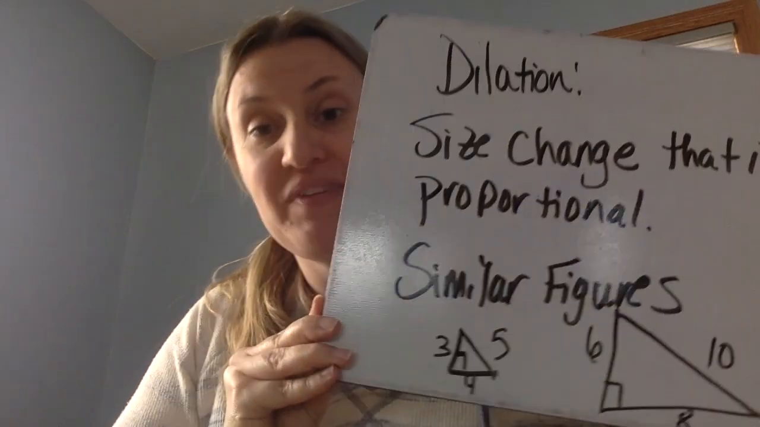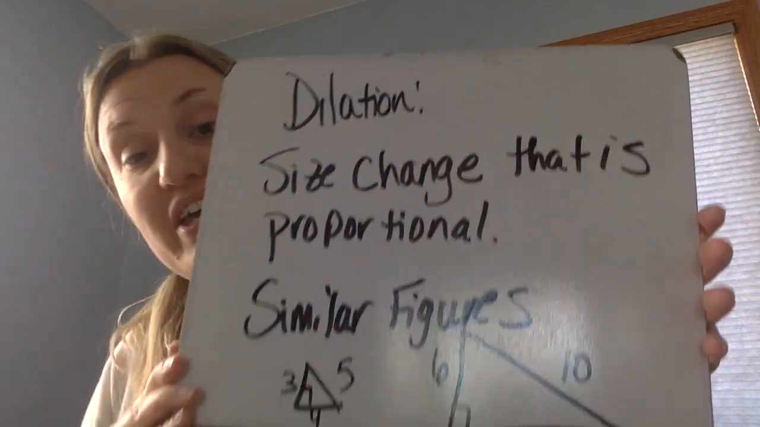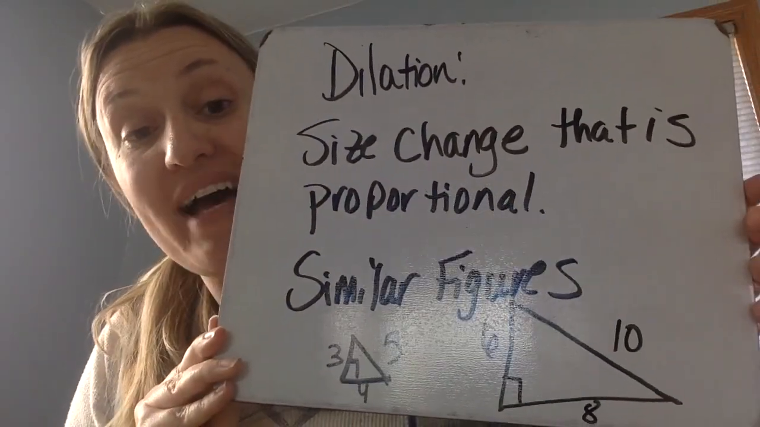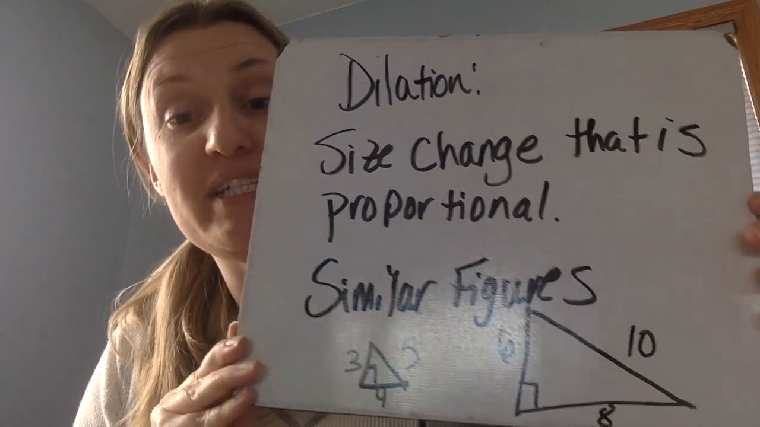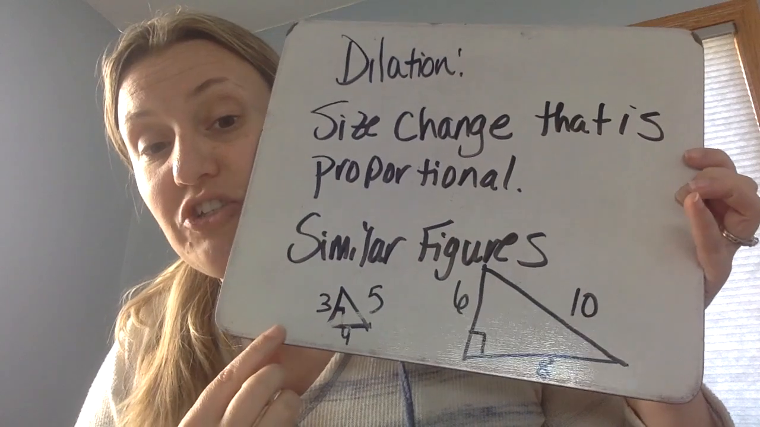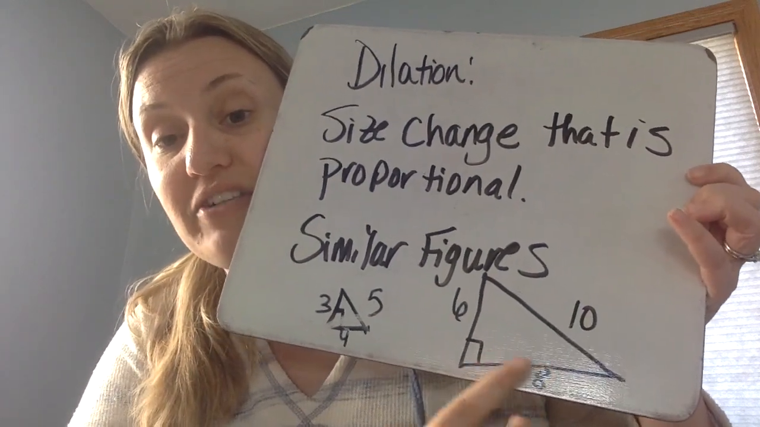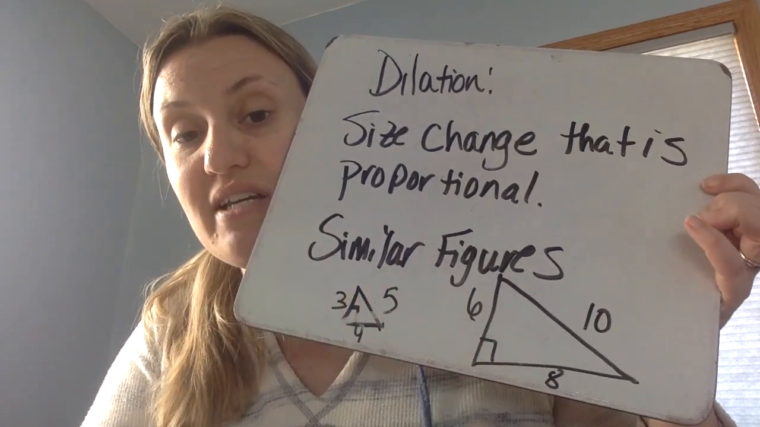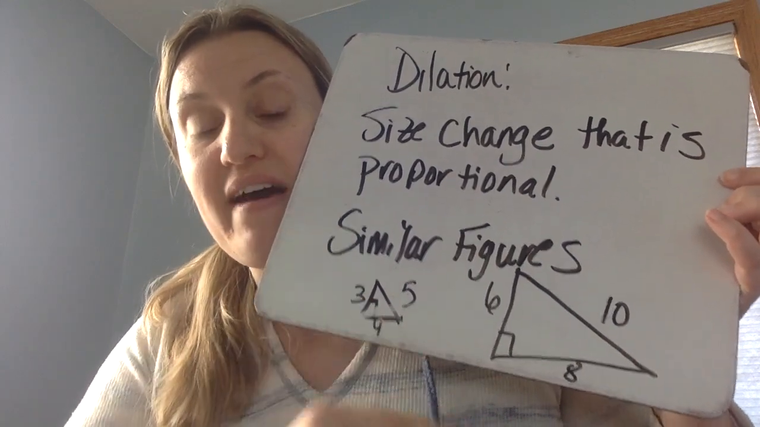Okay? Then we have a dilation. A dilation is a size change that is proportional. In other words, you will have a similar figure, just like we did last unit. So I have this example of the triangles. This triangle is 3, 4, 5. This triangle is 6, 8, 10. 3 times 2 is 6. 4 times 2 is 8. 5 times 2 is 10.